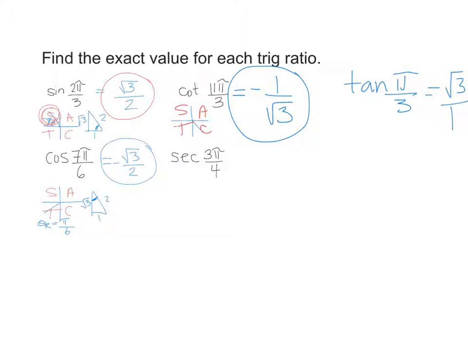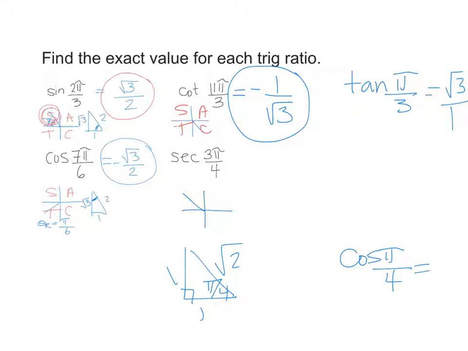Secant of 3 pi over 4. Which quadrant is 3 pi over 4 in? Second quadrant, 3/4 of a pi. And for this one, we're using the other special triangle, the 1, 1, root 2, because we want pi over 4 as our reference angle. Secant is the reciprocal of which of the primary ratios? Cosine, yeah. So we'll start by finding the cosine of pi over 4.